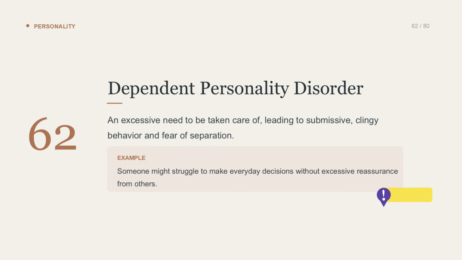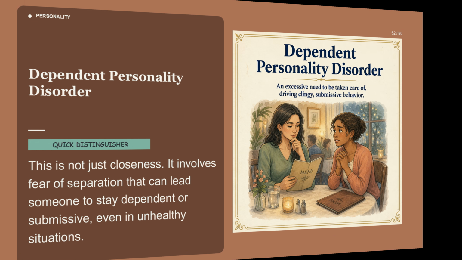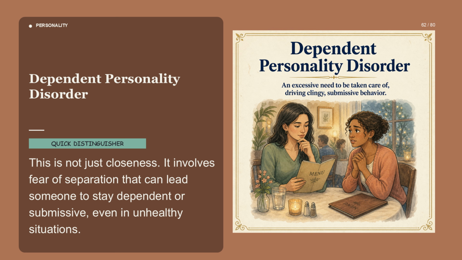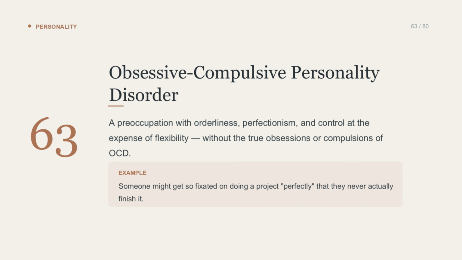Dependent personality disorder involves an excessive need to be taken care of, leading to submissive, clingy behavior and fear of separation. For example, someone with this disorder might struggle to make everyday decisions without excessive reassurance from others. 63. Obsessive-compulsive personality disorder.